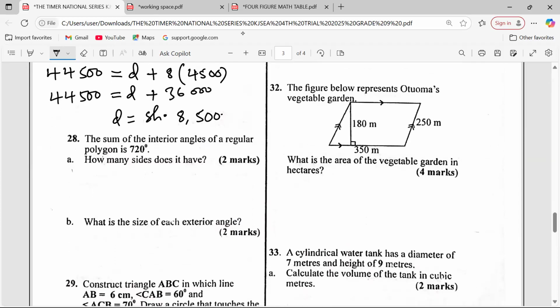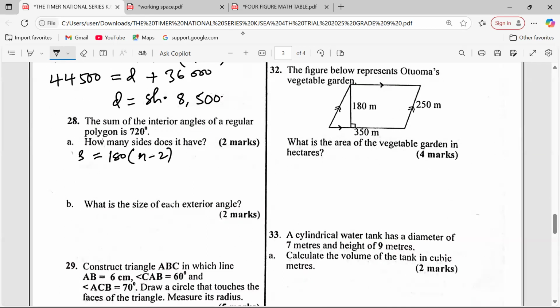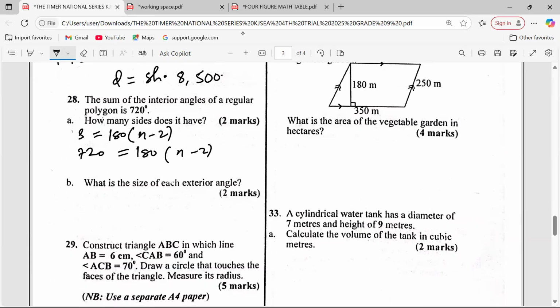Number 28. The sum of the interior angles of a regular polygon is 720 degrees. How many sides does it have? The sum of interior angles is usually given as 180 into n minus 2. So the sum is 720, and this is supposed to be equal to 180 into n minus 2, where n is the unknown number of sides.